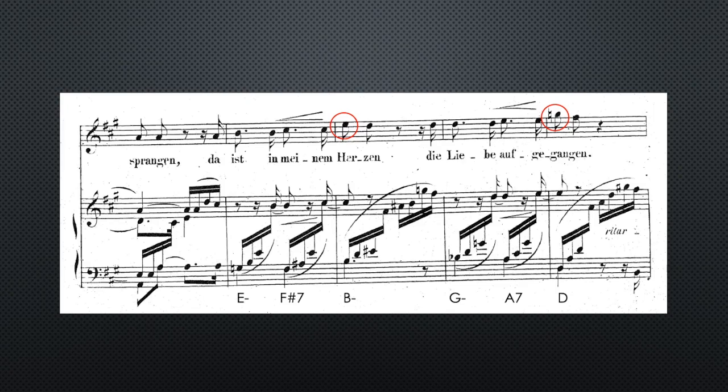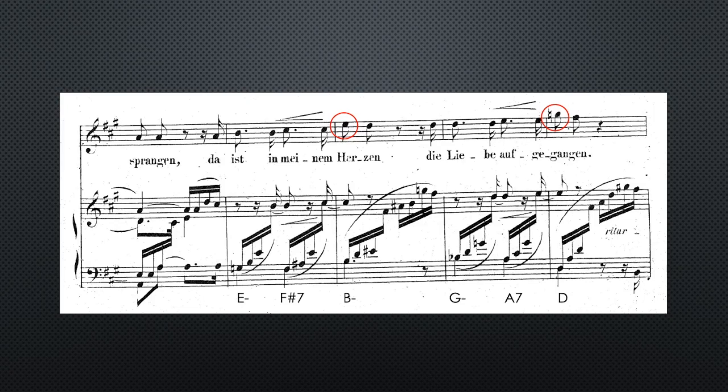There's an appoggiatura. So on both of these downbeats, Herzen, heart, da ist in meinem Herzen, in my heart, lands on the downbeat with this painful appoggiatura, die Liebe aufgegangen. Both of them here have these very expressive upward appoggiaturas. So we land on a B minor chord first, then you've got the leap up to E, then you've got... So very dramatic in both cases here.